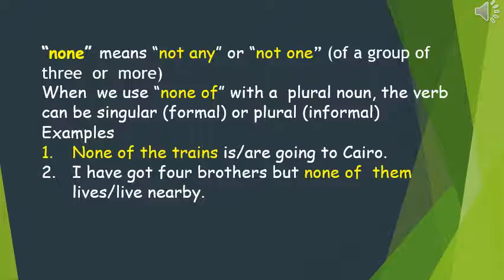to talk. None of the trains is or are going to Cairo. لاحظ ان الفعل هنا ممكن يستخدم مفرد زي ما قلت او جمع. I have got 4 brothers but none of them lives or live nearby. The same idea، نفس الفكرة. ممكن هنا الفعل يبقى مفرد أو جمع.